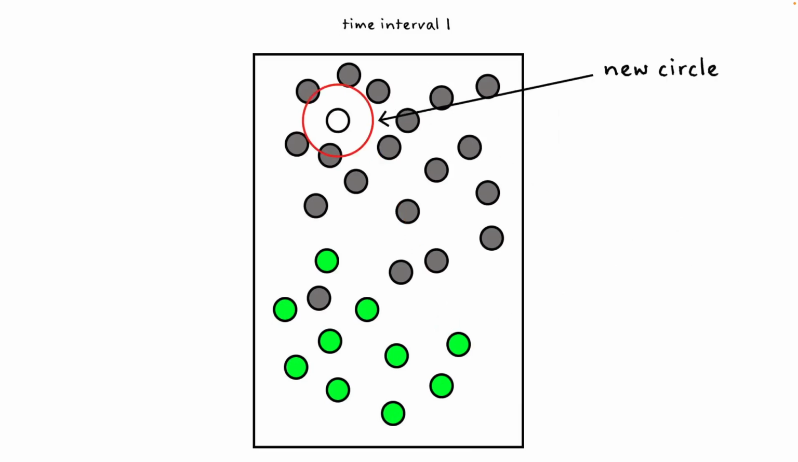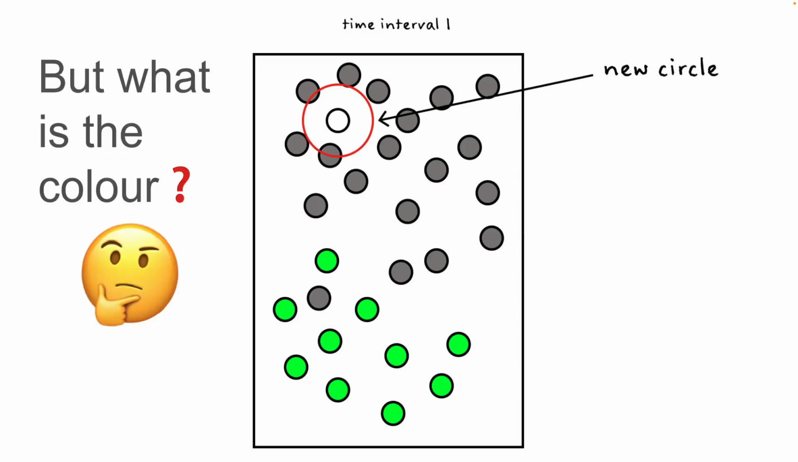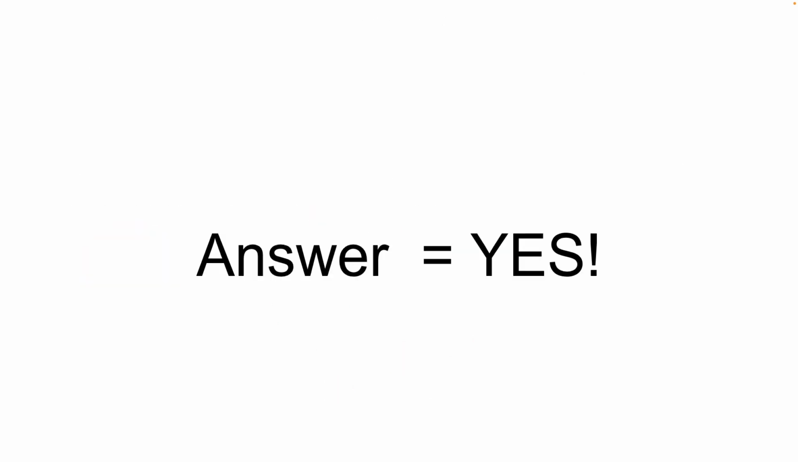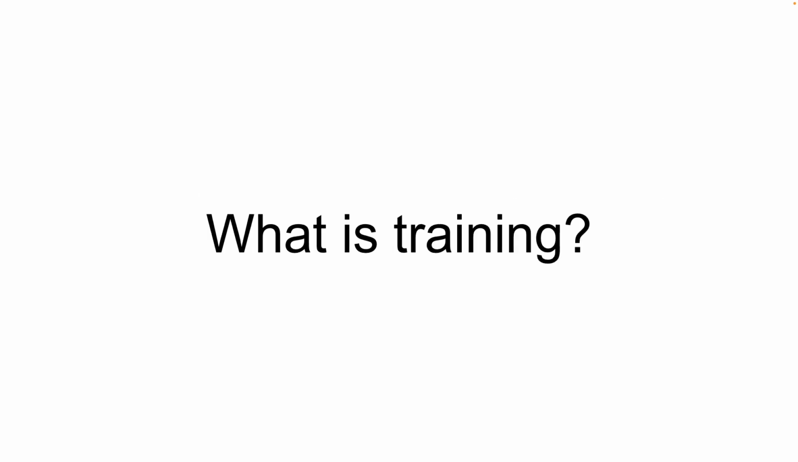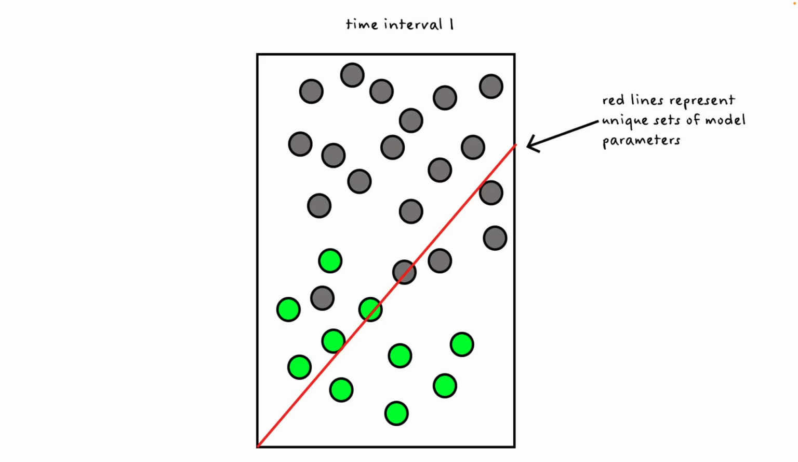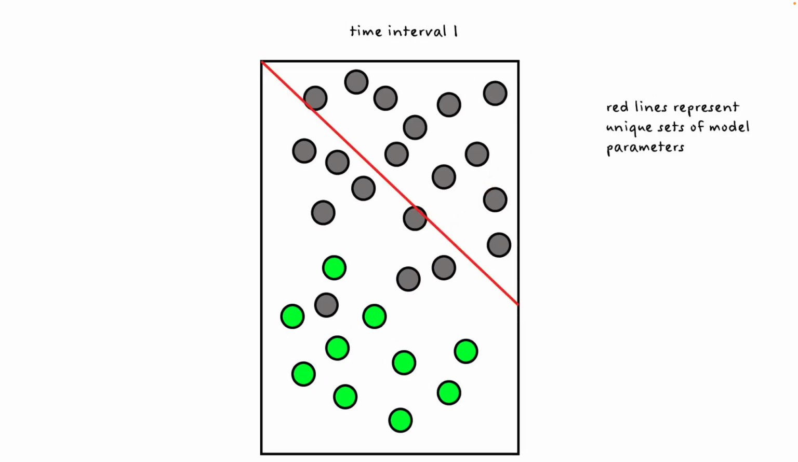But say in the future a new circle appears. Could we use the features of that circle to predict its color? The answer is yes. We can use machine learning to train a model to perform the task of classifying the circle for us. But what is training? Training is the process of the machine learning from the patterns in the data.